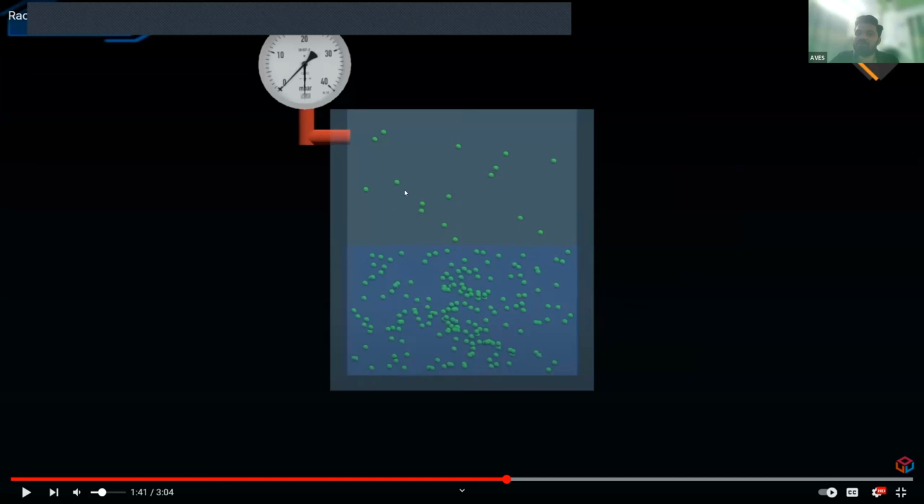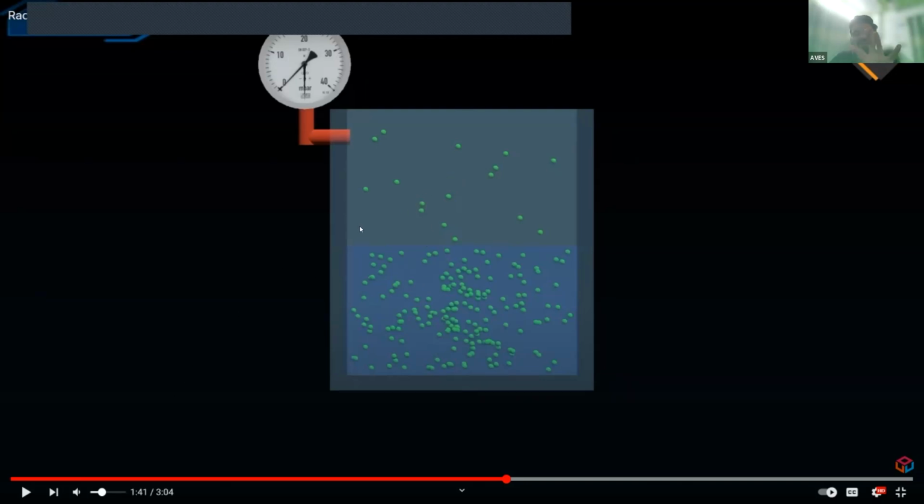Yes, understood, sir. We will simply say that this is known as equilibrium. At equilibrium, the rate of condensation, meaning the vapor particles coming into the liquid state, is equal to the rate of the particles that are evaporating here. Okay, so this process will continue.